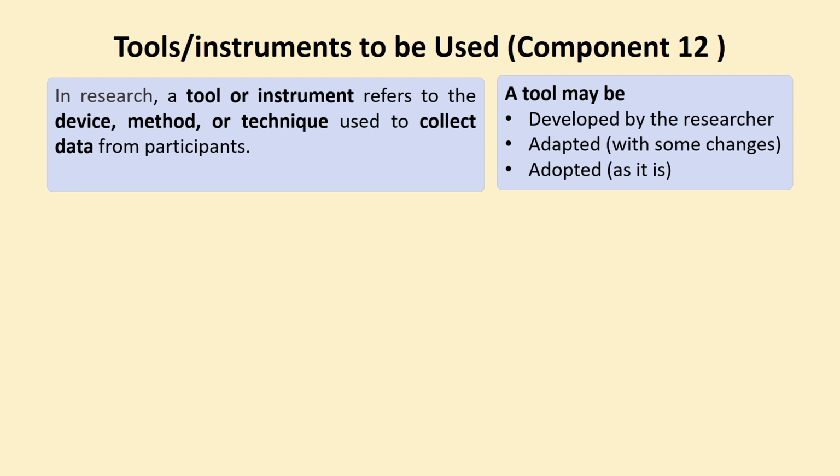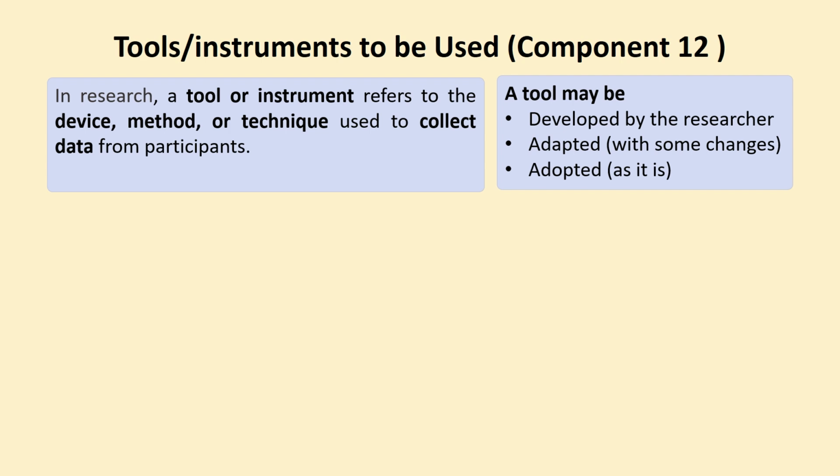A tool may be developed by the researcher. Here it is very important, please look at it very carefully. It may be developed by the researcher. Second, adapted with some changes, or adopted as it is. There are some certain cases. For example, if you are going for some particular study and that study has already been done and some specific tool has been developed on some certain variable which is standardized and reusable, actually, I would say, then if it suits your research, you can utilize it as it is.